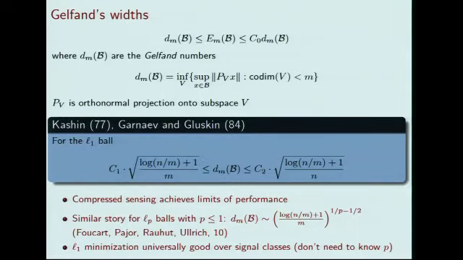So now I've developed the story for LP balls, but Foucart, Pajor, Rauhut, and Ullrich essentially wrote down a similar story for LP with p less than 1 recently. They calculated the value of the Gelfand width for LP balls with p less than 1, which is this. And when you plug that in, that's what compressed sensing gives you. And so no matter what p is, you're at the limit.